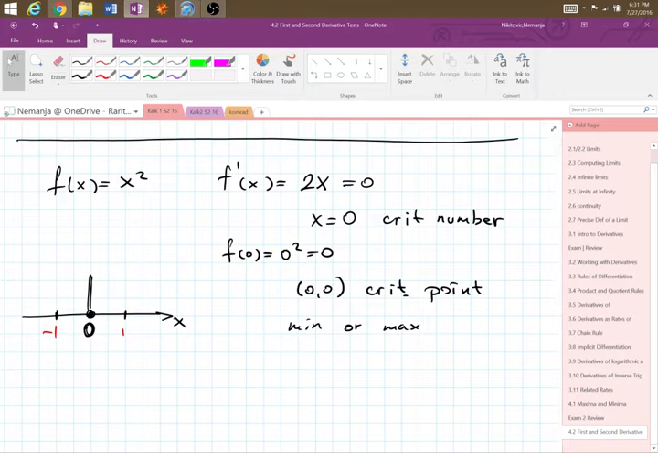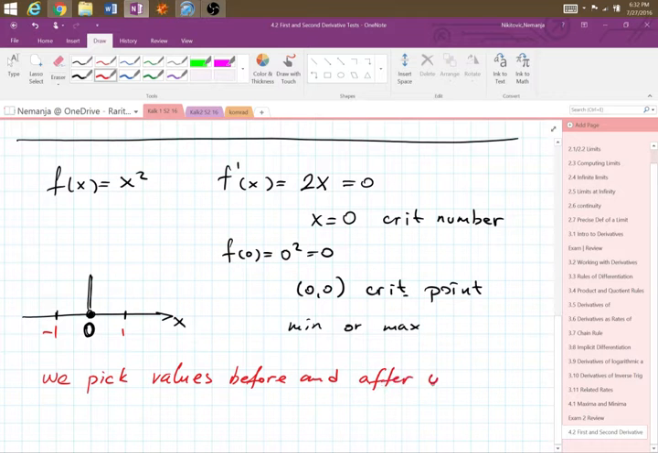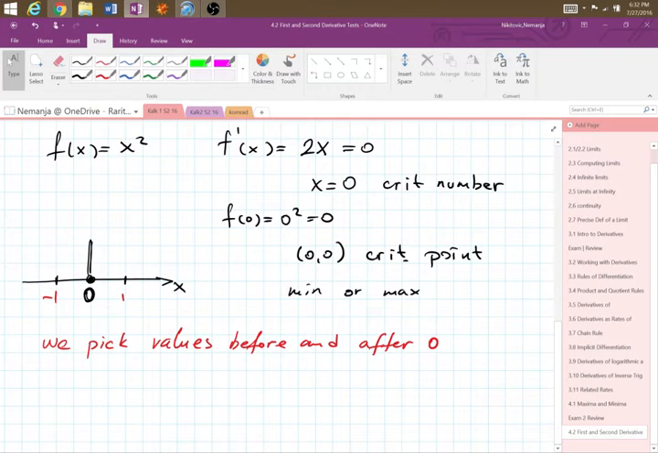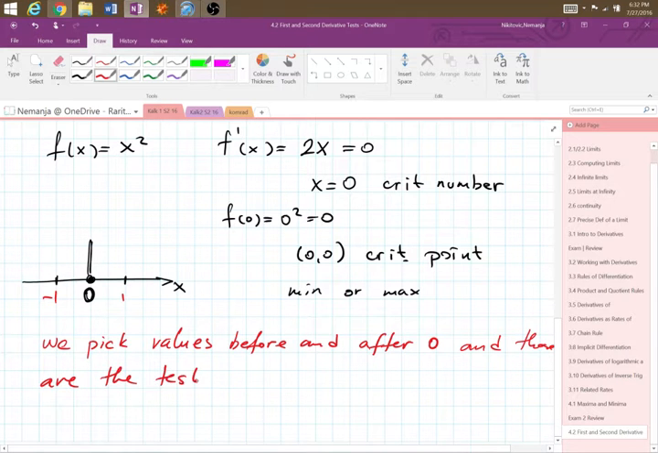So we pick values before and after 0, and those are the test points or test values. They're not points because there are no y-axis coordinates there. So test values.